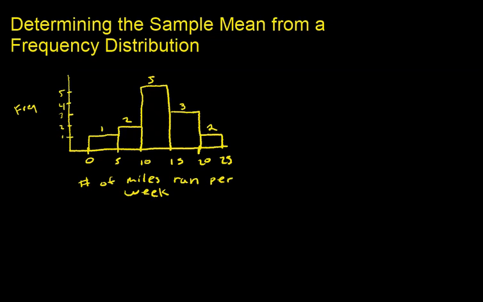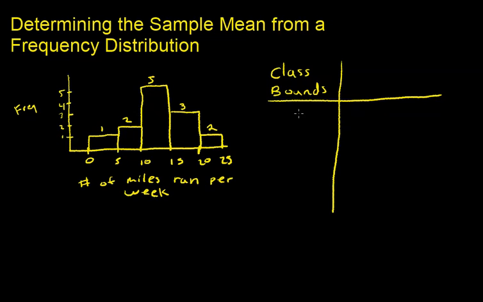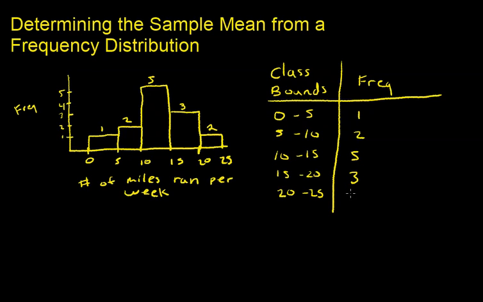So class bounds. The class bounds that were provided were 0 to 5, 5 to 10, 10 to 15, 15 to 20, and 20 to 25. And then the frequencies were 1, 2, 5, 3, 2.